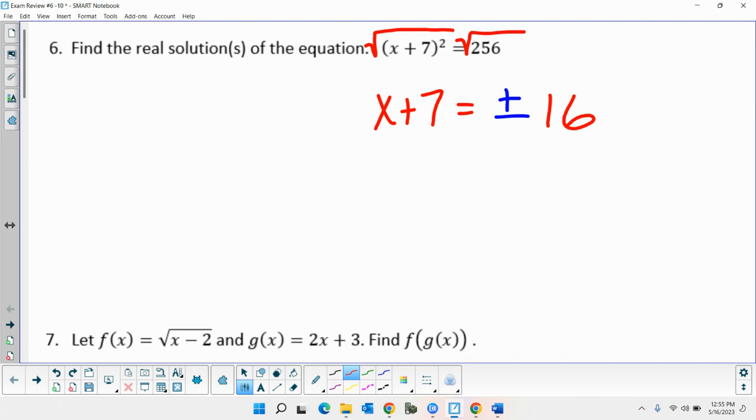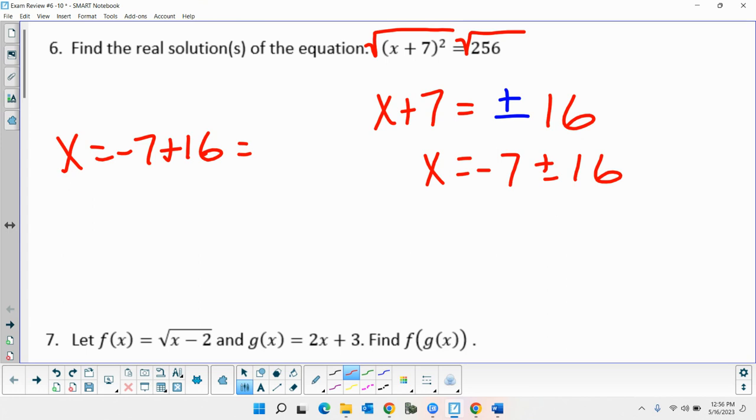Now all I got to do is what? Move the 7 over, right? By doing what? Subtracting, very good. So I get negative 7 plus or minus 16. So my two answers: negative 7 plus 16 is 9, right? And negative 7 minus 16 is negative 23. So find both answers, okay?